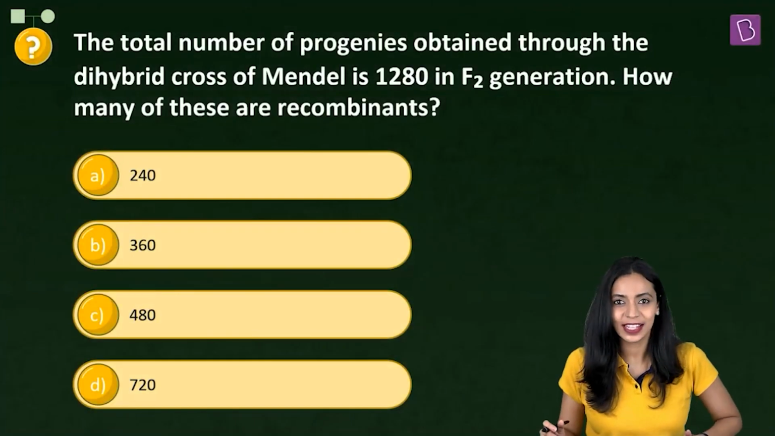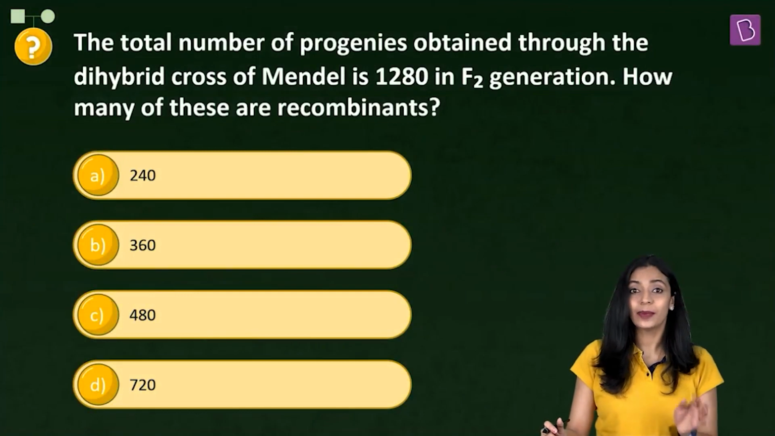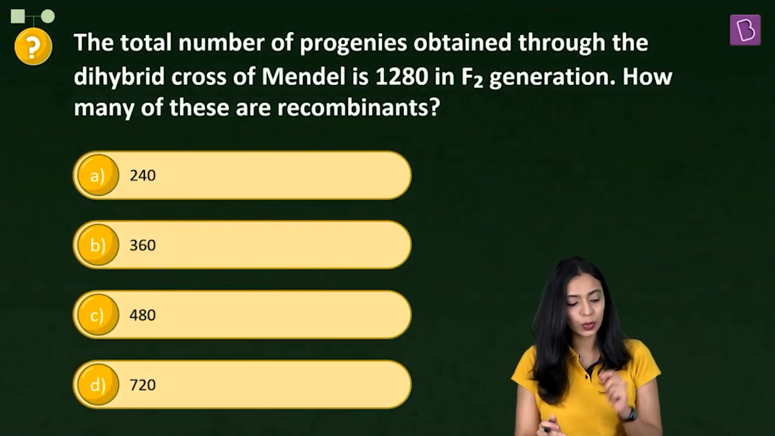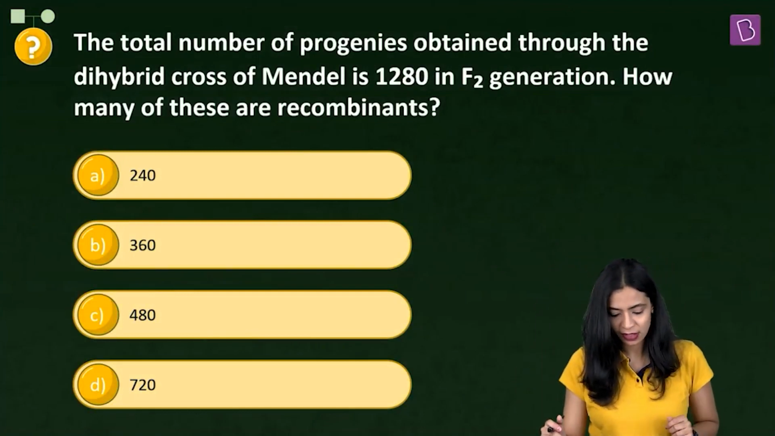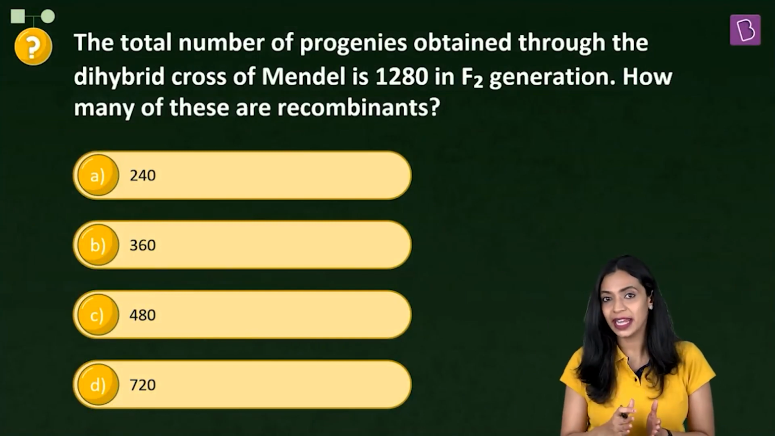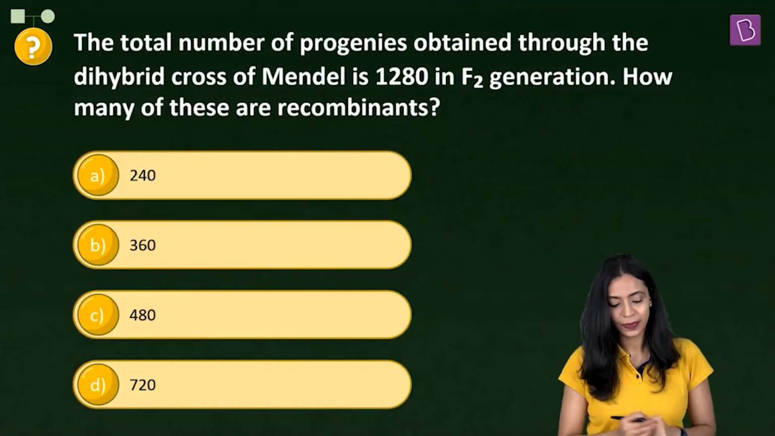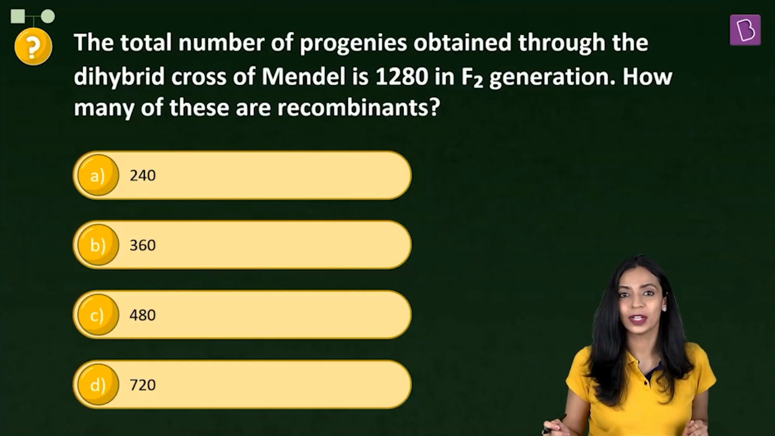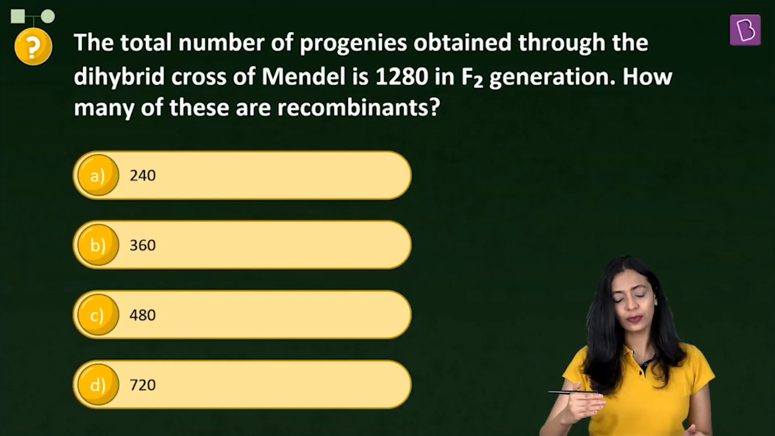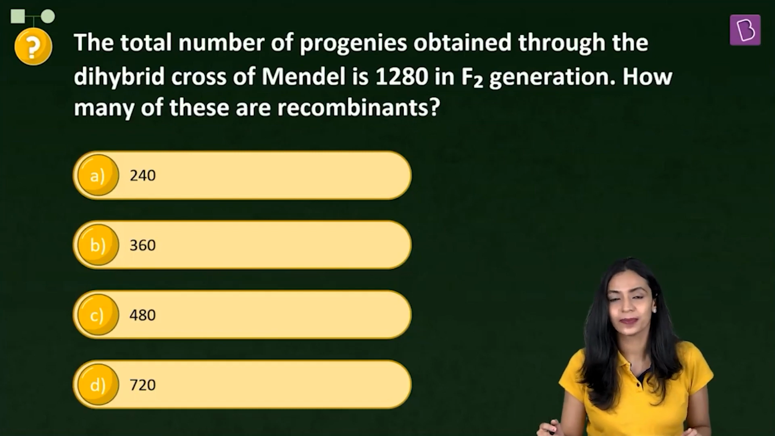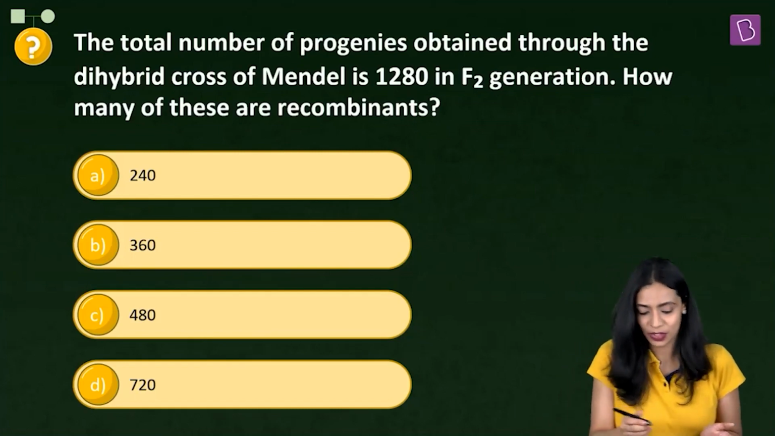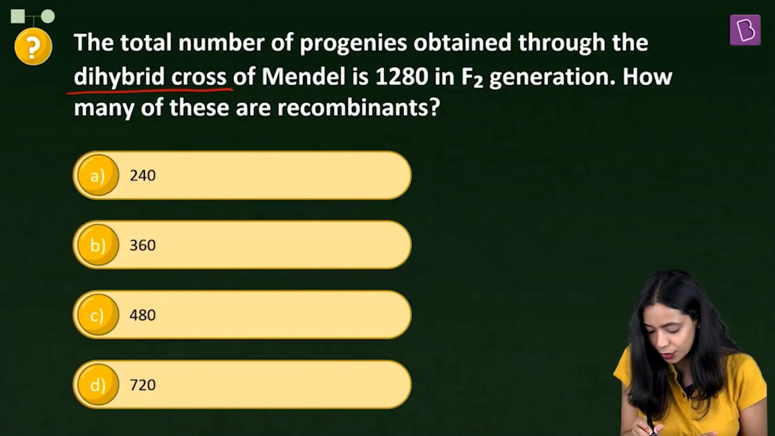Now here is an interesting question. The total number of progenies obtained through the dihybrid cross of Mendel is 1280 in the F2 generation. How many of these are recombinants? In the options we have 240, 360, 480 and 720.